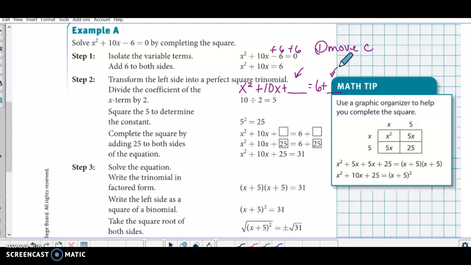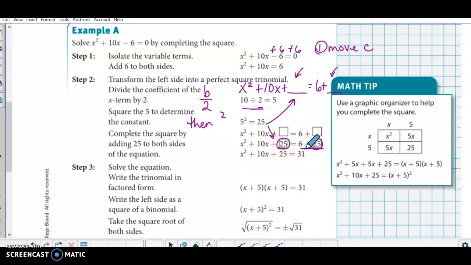So we need to take our b and divide it by 2. So you can see that's what they've done here. 10 divided by 2 is 5. And then whatever you get, you're going to square it. So they said 5 squared is 25. And that is actually, you can see it down here, what they put in the box. Now, if we add 25 to the left, we have to remember to add it to the right so it stays balanced. So now we have x squared plus 10x plus 25.